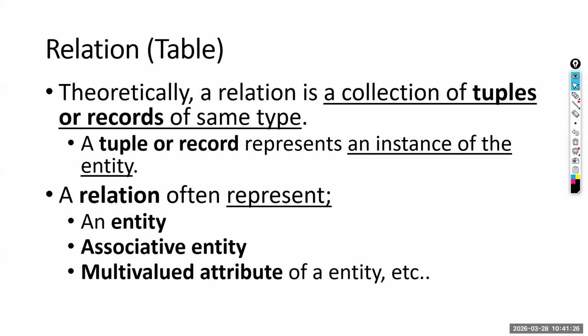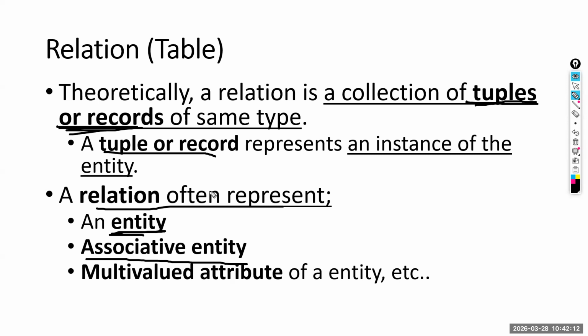A relation is pretty much the entity, but it doesn't mean that every entity becomes a relation. Sometimes there will be additional tables or relations other than the identified entities. But the concept is the same. An entity or table can keep records of similar data. These records are sometimes called tuples, tuple or record. So a relation represents an entity or it can represent an associative entity.